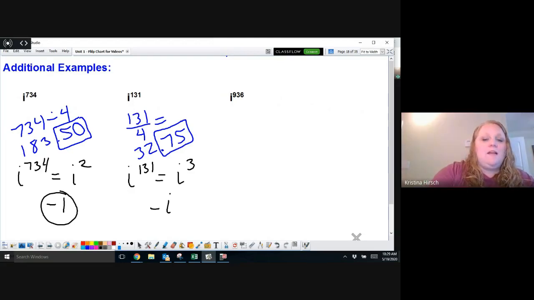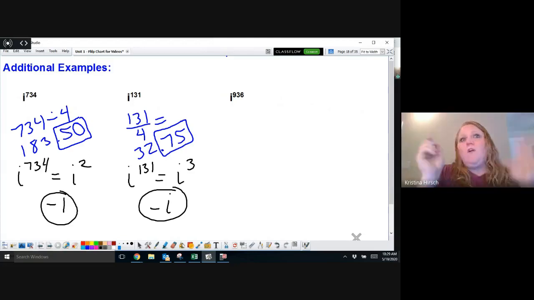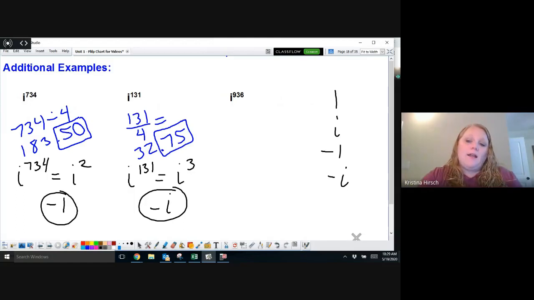It is negative i. So the little jingle, it's not really a jingle, is: 1, i, negative 1, negative i. 1, i, negative 1, negative i. It's just a pattern. You have your positives, 1 and i, and then you have your negatives, negative 1 and negative i. If you can remember that pattern, you'll be in good shape.